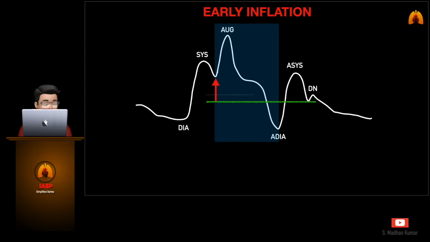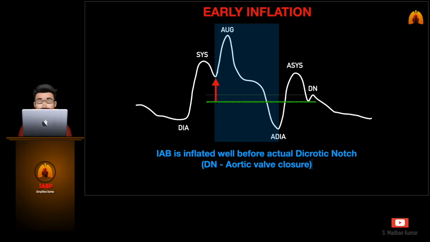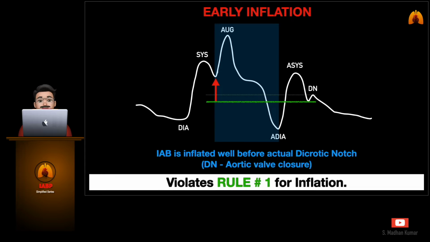This figure shows the early inflation. Assess the position of the dicrotic notch by the assisted systole, and you can see that inflation occurs too far before, that is earlier to the dicrotic notch, and it violates the rule number 1 of balloon timing for inflation.